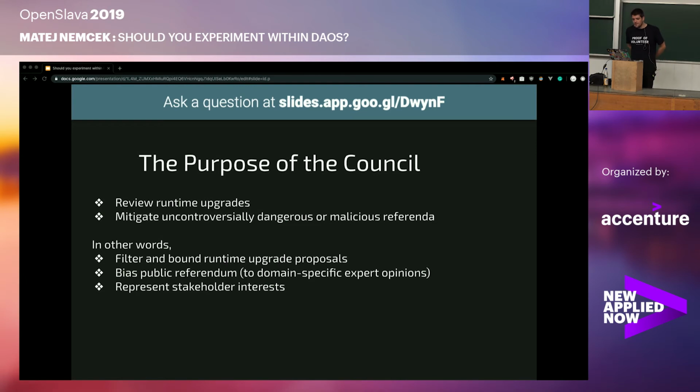So, okay, to explain more, the purpose of the council is that each member is responsible for reviewing the runtime upgrades, and they should mitigate malicious referenda or uncontroversially dangerous referenda, which could hurt the value of the network or the interests of the stakeholders. To be short, they should filter these upgrade proposals, and they should bias the public referendum toward beneficial use of those upgrades.